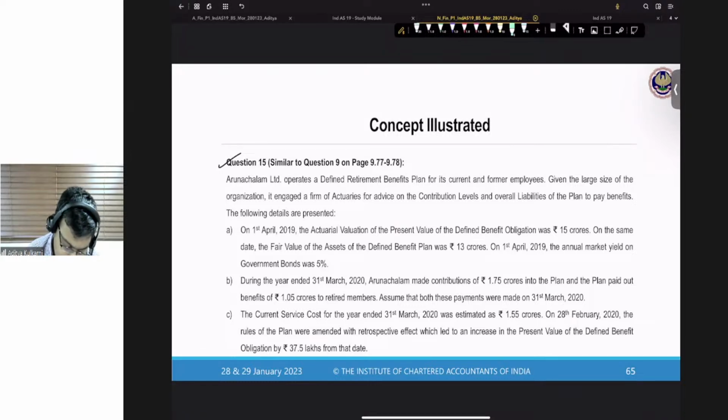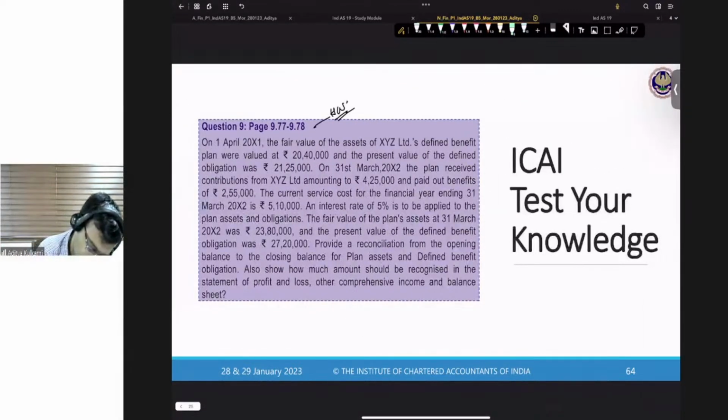Now coming to question 9, you can see on 1st April the fair value of assets was valued at 20 lakh 40 and the obligation was 21 lakh 25. By 31st March, the plan received contributions and paid out benefits of 255. Current service cost is given. Interest rate of 5% applied. Closing fair value is given. Provide a reconciliation from opening balance to closing balance.